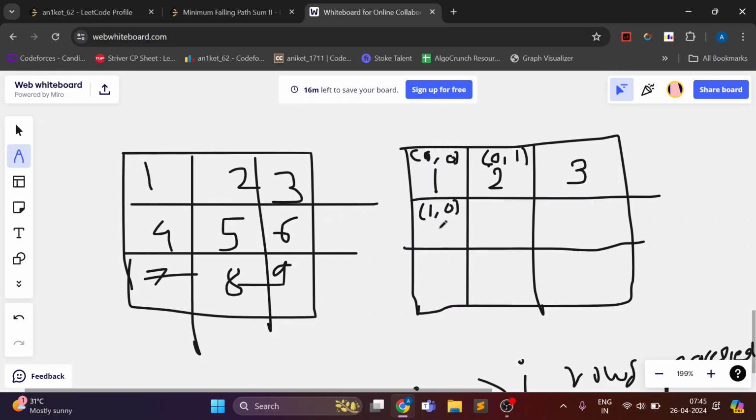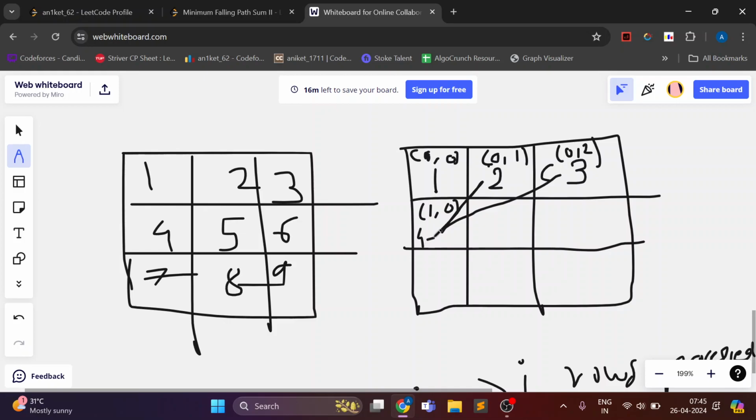Now this can either be this type of path where I'm coming from the first column of the 0th row to the 0th column of the first row, or this can be this type of transition where I'm coming from the second column of the 0th row to the 0th column of the first row. Now what can be the maximum answer here?